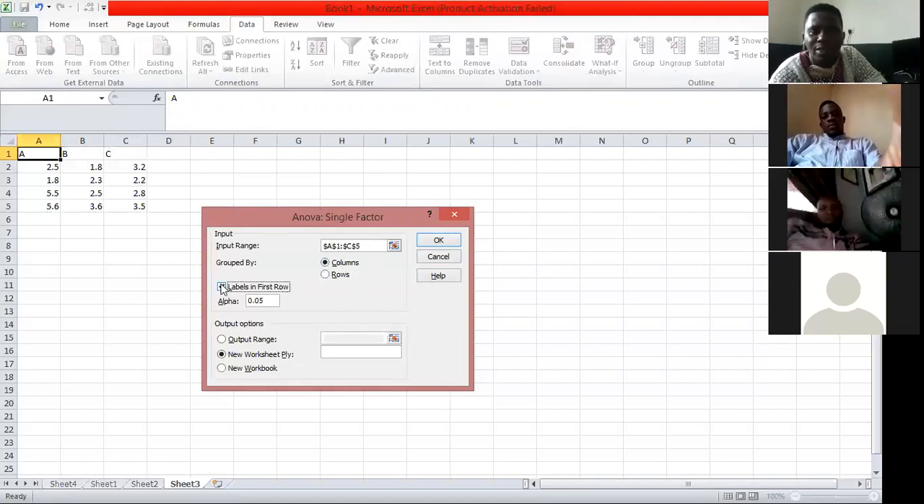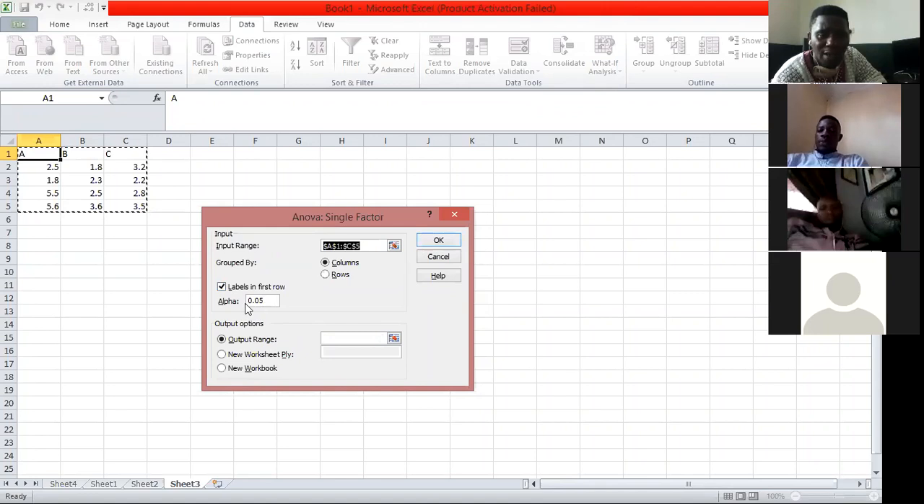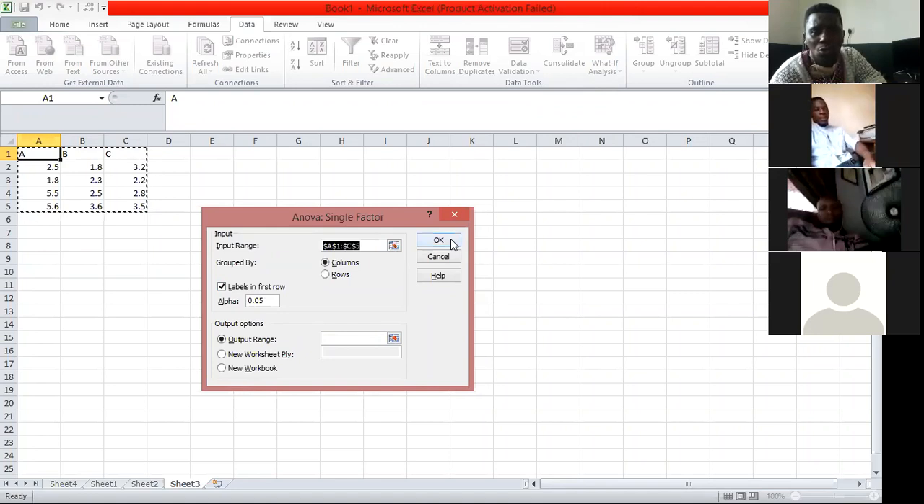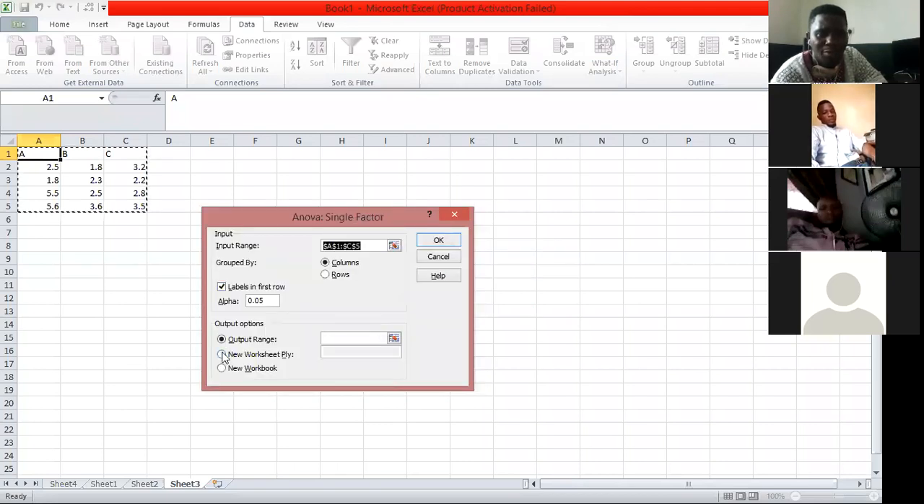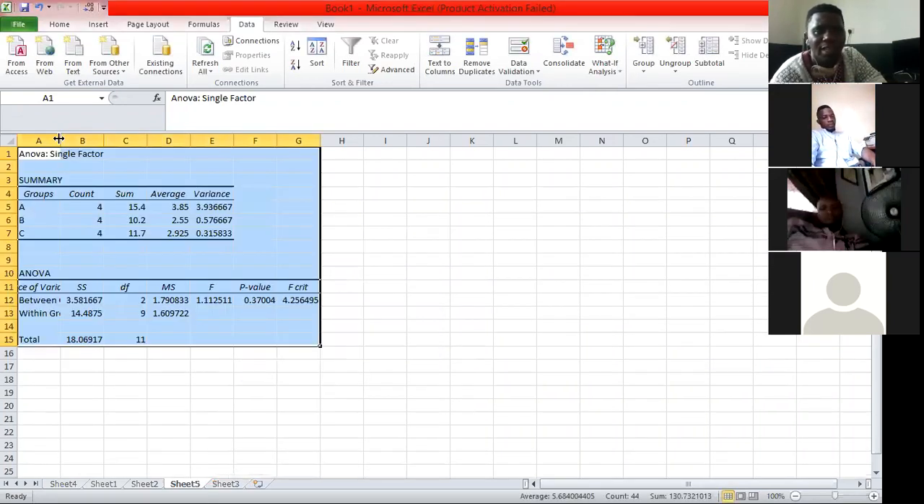See the labels in the first row, so that it will not consider the first row as data. You can also put your data in the output range, and you can even select the alpha at 5%, that is a 95% confidence level. So you can select a new worksheet, and then you say give me the result, so you can see your ANOVA analysis.